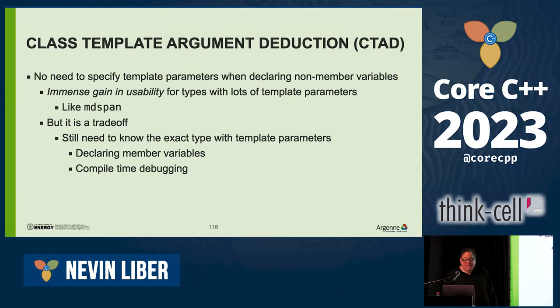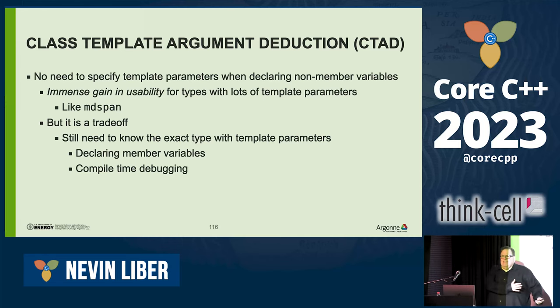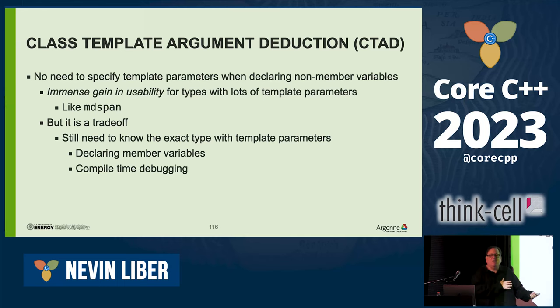And for us, this is again another godsend. This makes it usable. Otherwise there's a bunch of template parameters most people don't care very much about, and even if they're defaulted, if you have to change them, it gets painful. But it's a trade-off. There are times you still need to know the exact template parameters, right? Class member variables, you have to know them. If you're debugging it, you have to know what type it's actually mapping to. But overall, it's a really powerful and really good feature of the language.